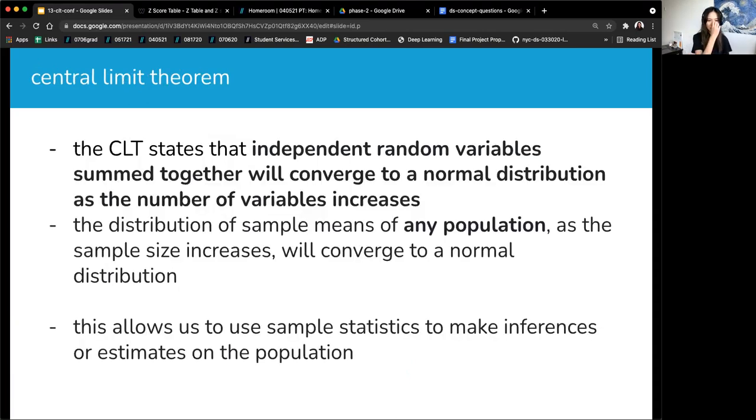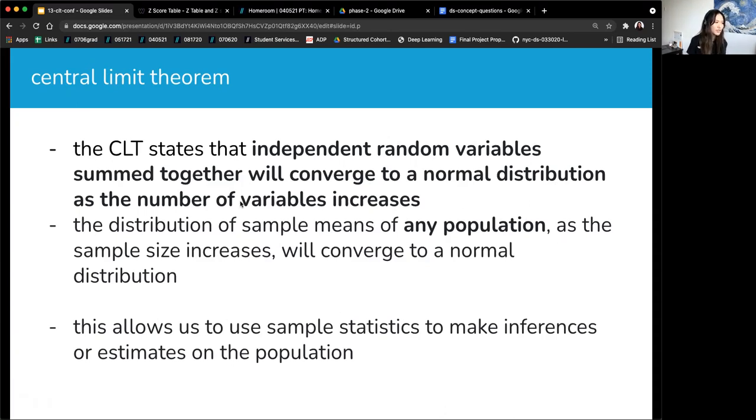Okay, so next thing we're going to talk about is the central limit theorem. Now the central limit theorem is actually pretty important. Not so much because we're using it in any direct way, but it's a very important concept to be aware of, because it makes a lot of things that we do as data scientists valid. Basically, the central limit theorem says that independent random variables summed together will converge to a normal distribution as the number of variables increases. That's one of the formal definitions.